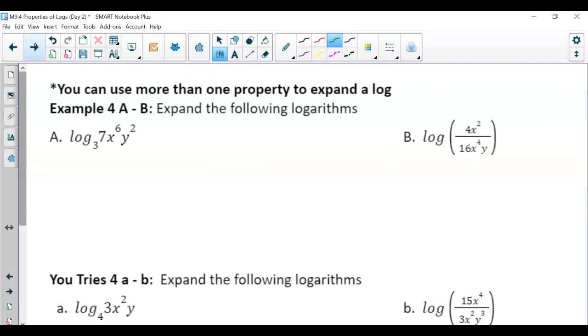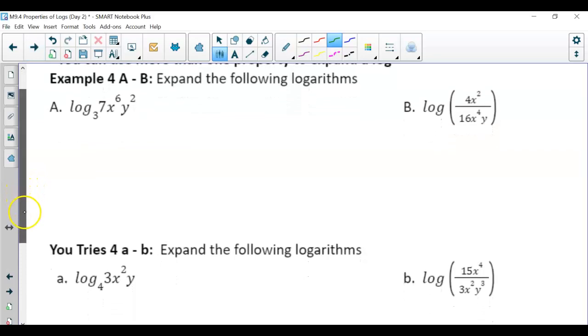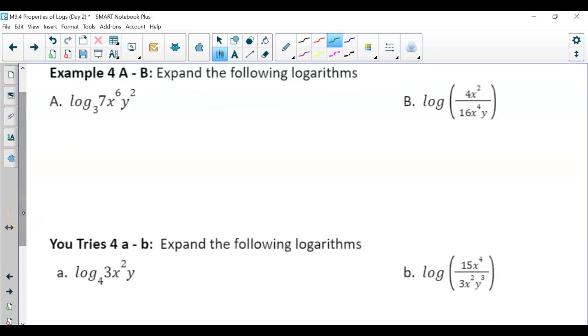And so now here in these examples, we are now expanding. So expanding, now we're going the other direction. So like for example here, see how we are multiplying everything, which means we are going to add. Now notice we have the log base 3 here. So log base 3 of 7 times x to the 6th times y to the second power.